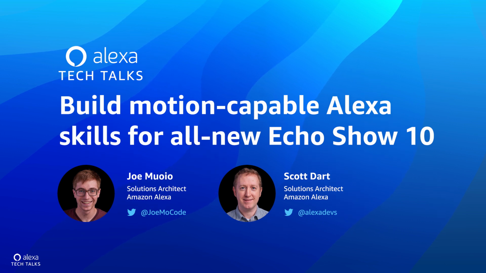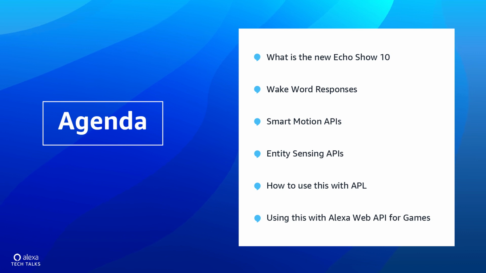I'm super excited to share details about how skill developers can build new experiences leveraging the new technology that comes with this device. Today we're going to first go over what the Echo Show 10 is, and then talk about the different device capabilities. That includes wake word responses, the smart motion APIs, and the entity sensing APIs, and we'll go over how to do this with APL and then the web API for games. We're going to have lots of demos of the experience along the way. So with that, let me introduce the Echo Show 10.